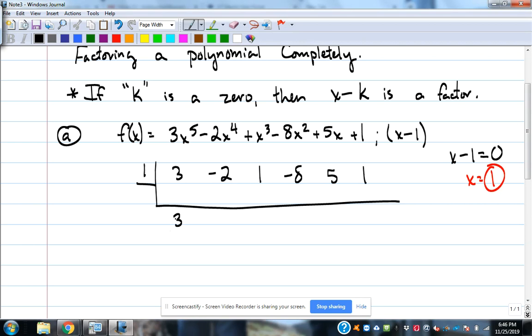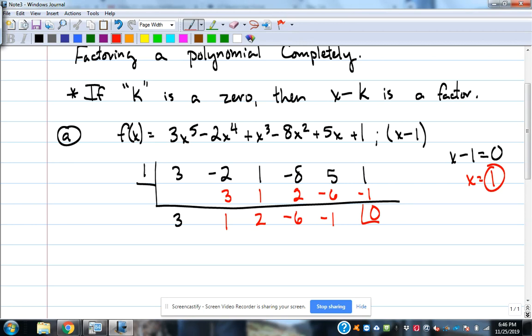So drop the 3 in and multiply, add, multiply, add, multiply, add. 1, and there's the 0 in that spot.